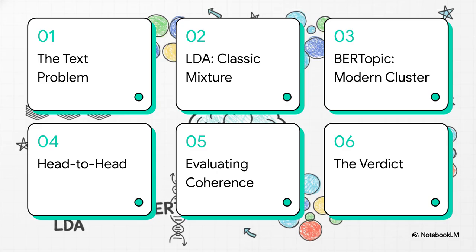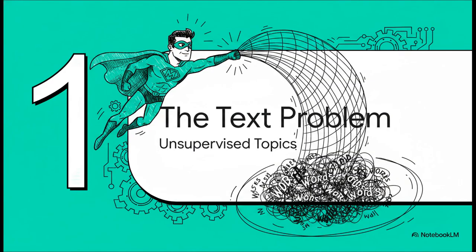Here is how we're going to break it all down. First, we'll outline the core text problem. Then, we'll unpack LDA, which is the classic mixture approach, before exploring BERTopic, the modern cluster. We'll put them head-to-head, evaluate their actual coherence, and finally, give you the ultimate verdict. All right, let's jump right into Section 1, the text problem.